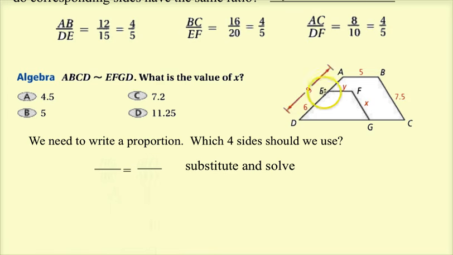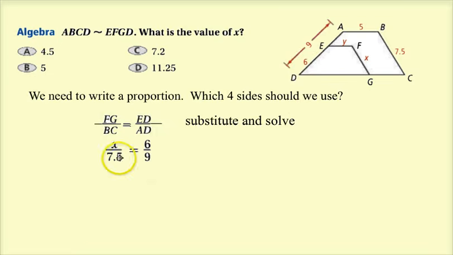Now AB matches up to EF, but I don't know what EF is, so those would not be good sides to use. So I'm going to use this left side, AD and ED. FG, which is the right side of the small trapezoid, over BC, which is the right side of the bigger trapezoid, equals ED, which is the left side of the small trapezoid, over AD, which is the left side of the big trapezoid. Then I just substitute. FG was x, BC was 7.5, so I write my proportion: x over 7.5 equals 6 over 9.